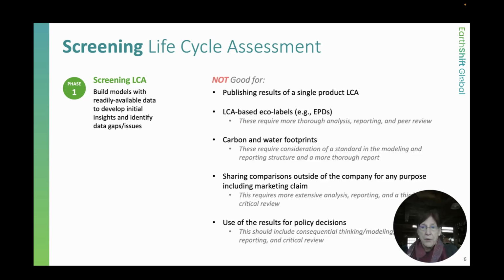What you don't want to do with your screening level study is to publish the results. Whether you want to make a claim, do a footprint, create an EPD, you need to add rigor to your study before you move forward. It's also important to remember that to call a study LCA, life cycle assessment, it must be more than a footprint. Footprints are covered in other ISO standards, but the LCA requires that you have a comprehensive set of indicators.